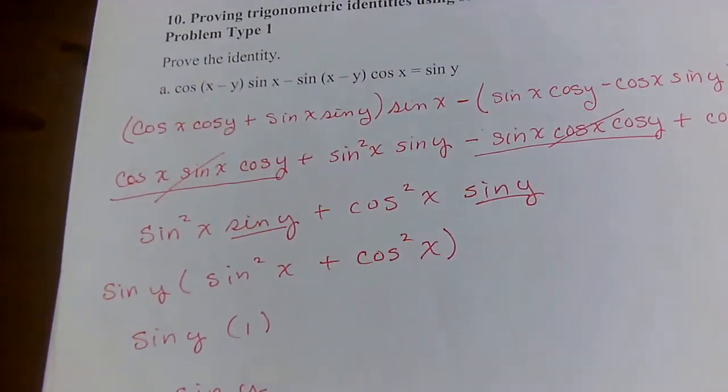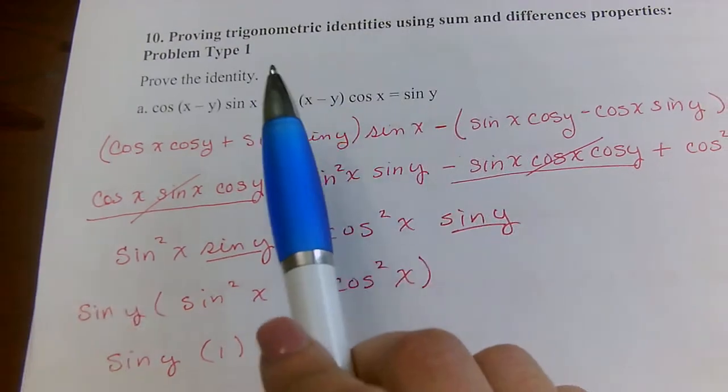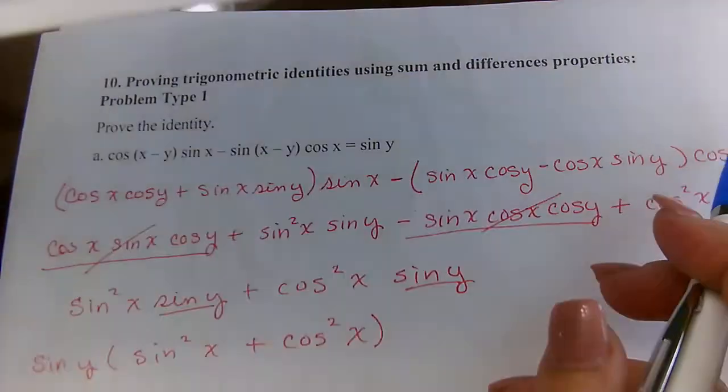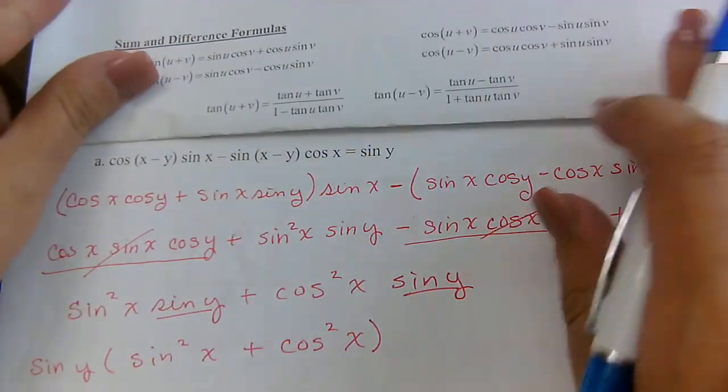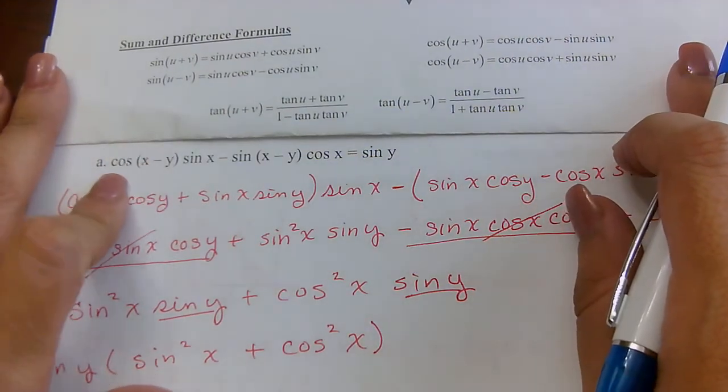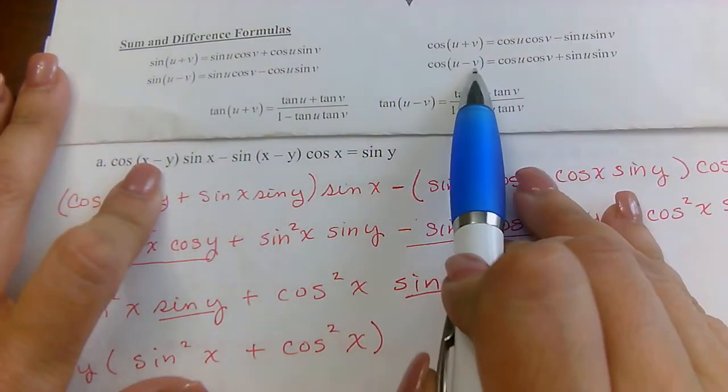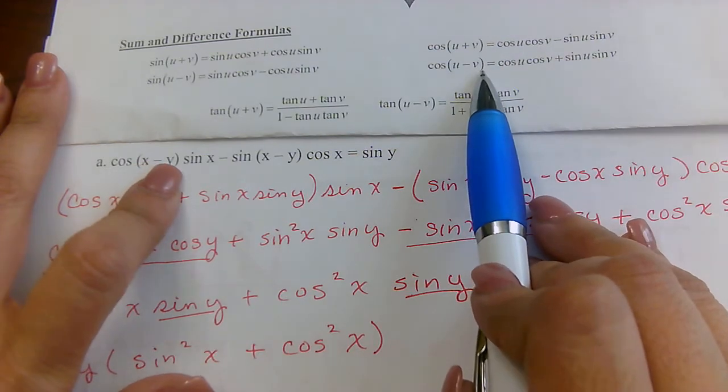Okay, number 10. Okay, we're going to be using the sum and difference identities to help us with this. So I'm going to bring out my formulas, and I'm going to start with cosine that has a negative, cosine negative. This is going to be my u, this will be my v.